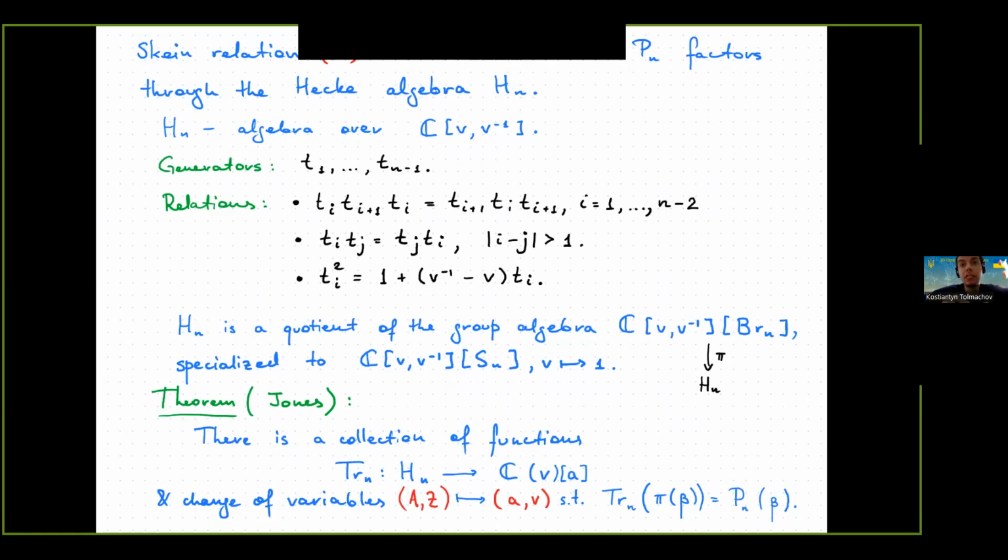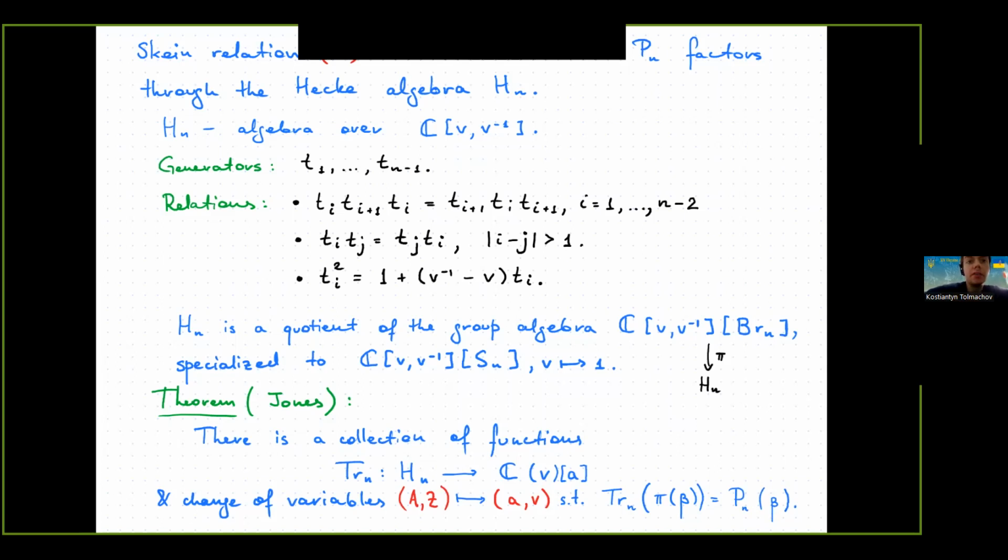So immediately from this presentation, you see that the Hecke algebra of the symmetric group is a quotient of the group algebra of the braid group over this Laurent polynomial ring. You can also see that if you specialize v to 1, this algebra specializes to the group algebra of the symmetric group, because the quadratic relation just becomes the relation Ti squared equals 1.